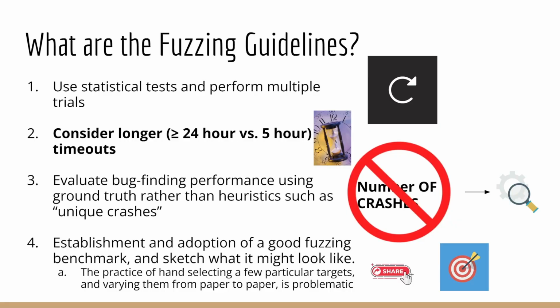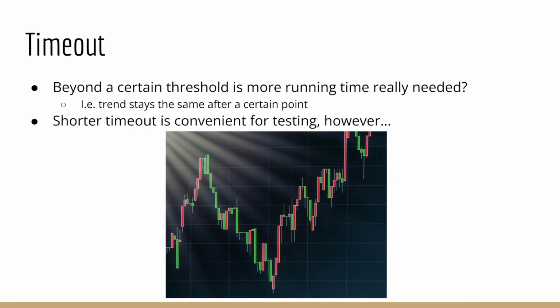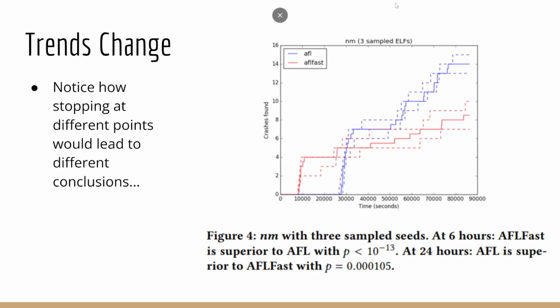The second part is they mentioned to consider longer timeouts. The paper begs the question of, if you reach a certain threshold where you see a certain trend in fuzzer performance, do you really need more time? But like a stock market, trends can reverse.